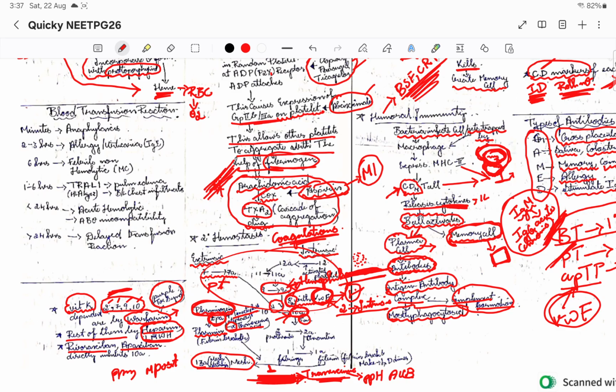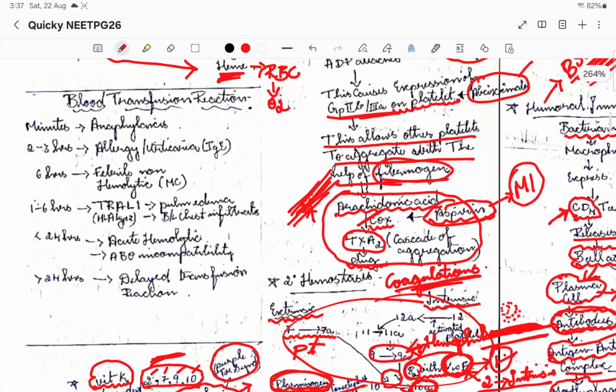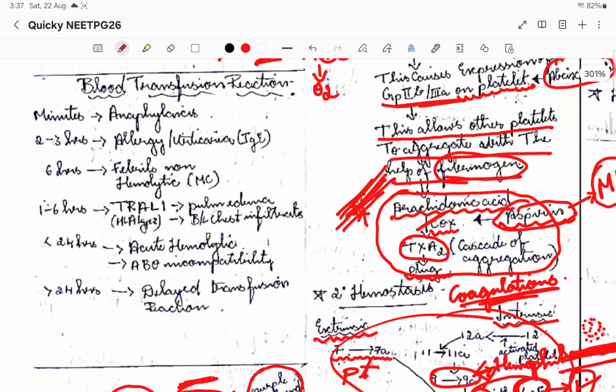Okay, now that we know all this physiology, let us learn about blood transfusion reactions. These reactions take place after or during transfusion of blood itself. There are many indications where we require blood to be transfused. For example, hemorrhage, or low hemoglobin, or low platelets. So that is where we'll be transfusing blood, right? So transfusion reactions will be happening.